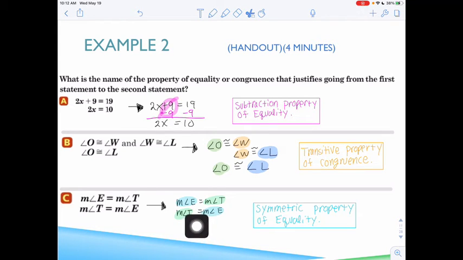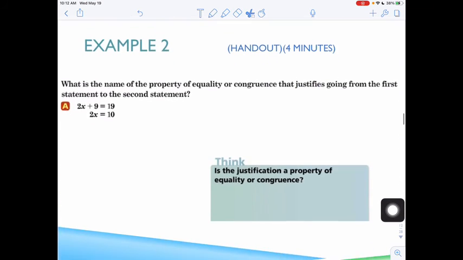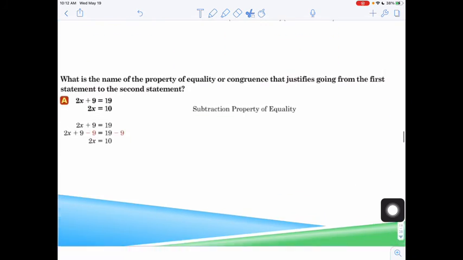Also, make sure you pay attention to the fact that this says equals and not congruent. We can use both equal and congruent when we're talking about angles. When we talk about a measure, it's equal. When we talk about the angle itself, it's congruent. So this is the symmetric property of equality. The work for this problem is written out on the next few slides.